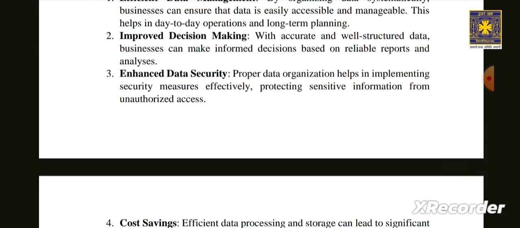Next, the third point is that data security is paramount. Properly organizing data helps in implementing robust security measures, safeguarding sensitive information from unauthorized access. So by structuring data with access control and encryption methods, businesses can protect customer details, financial records, and proprietary information effectively.